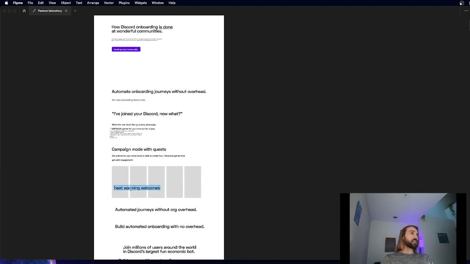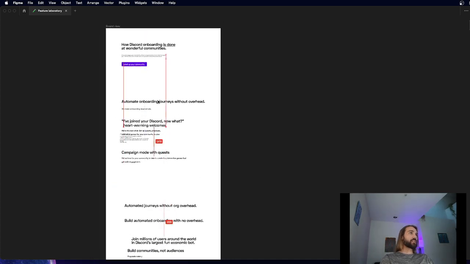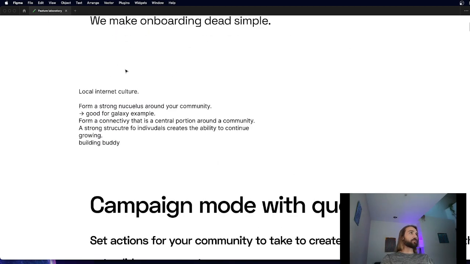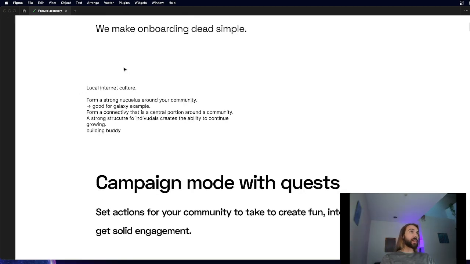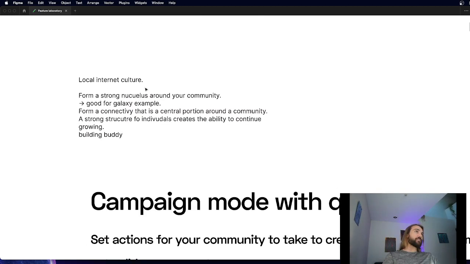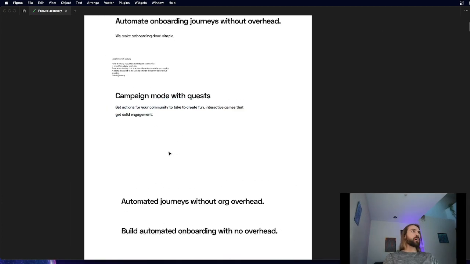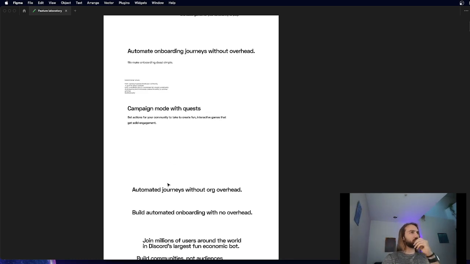I like this idea. Heartwarming welcomes. That could potentially be a good second point here. So we have these things kind of fighting for point 2. Heartwarming welcomes. I joined the Discord, now what? What else do we have? Local internet culture is an interesting line. Form a strong nucleus around your community. Form connective tissue. Strong structure. Campaign mode with. So I'm just going to get rid of these.